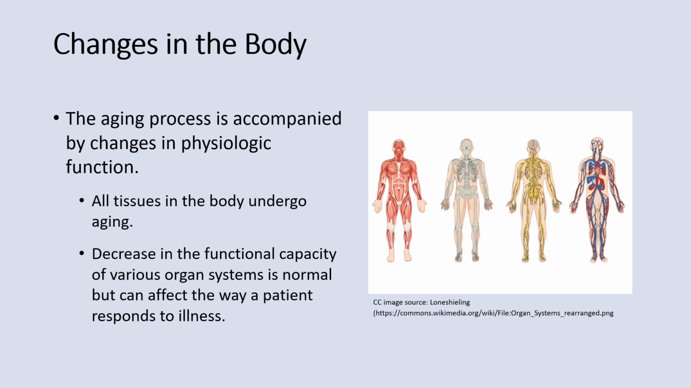Growth and development peaks in the late 20s and early 30s, at which point the aging process begins. The aging process is inevitably accompanied by changes in physiologic function, such as a decline in the function of the liver and kidneys. All tissue in the body undergo aging, and the decrease in functional capacity of various organ systems is normal, but can affect the way in which a patient responds to illness. So let's review the common changes in older patients by organ system.